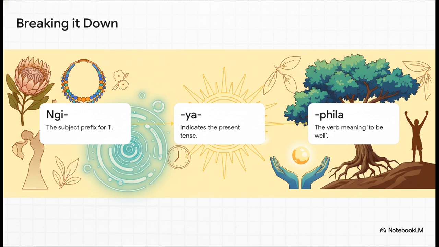First, you have ngi, which means I. Then there's this little piece in the middle, ya, which is a marker that tells you this is happening right now, in the present tense. And finally, you have phila, which is the verb to be well. So you're literally saying, I am being well. How elegant is that? This building block structure is at the very heart of how isiZulu works.